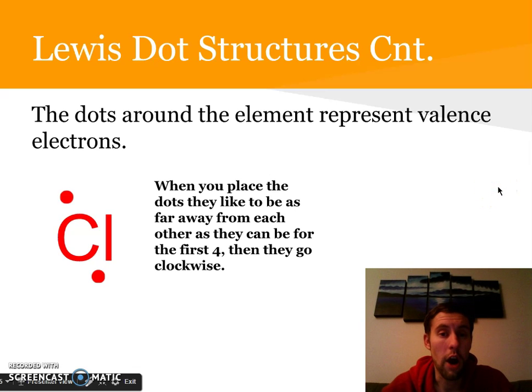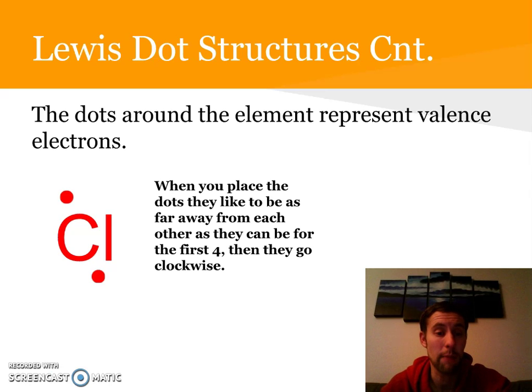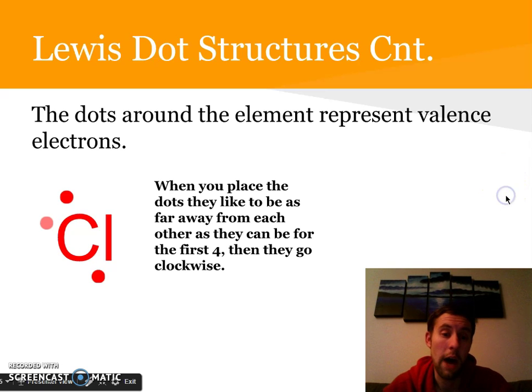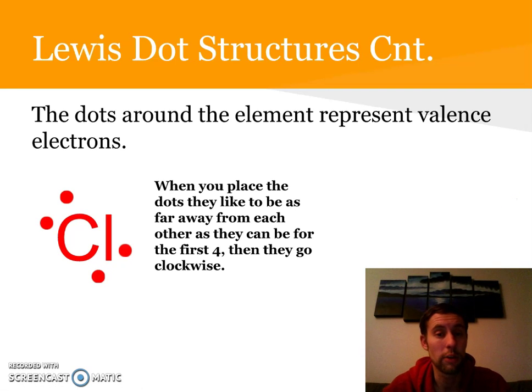The first 4 you draw tend to go as far away from each other as possible, because the electrons are negative, and the same charges are going to repel each other. If you have 2 negatives, just like 2 same-charged magnets, they are going to repel each other. So if one's on top, the other one's going to go on the opposite side. Then the third one I put on the left, and the fourth one on the opposite, on the right side towards the bottom. After that, we're going to start putting them in clockwise.